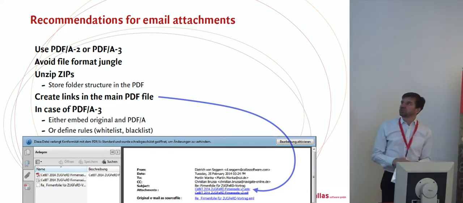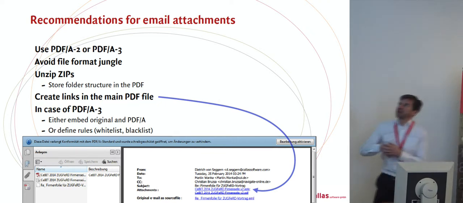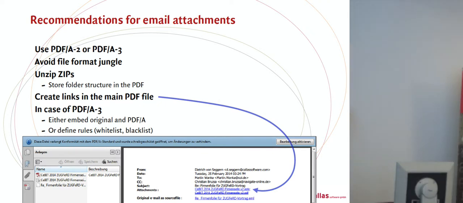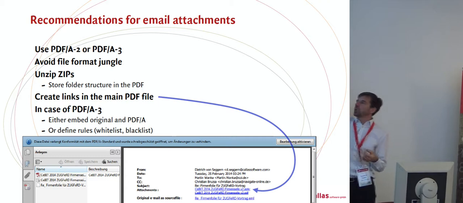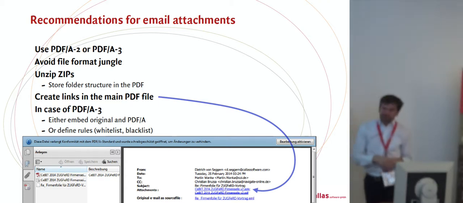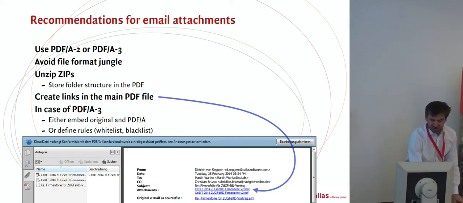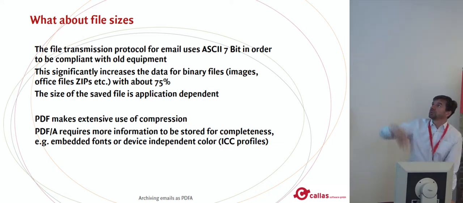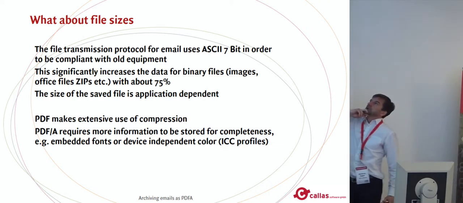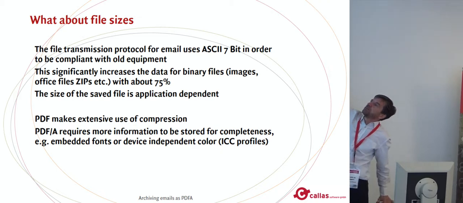PDF/A-3 supports everything, and for PDF/A-3 you should not just allow any file to end up in the PDF. You need to define a whitelist and a blacklist so that you have some control over what file formats will show up in your archive, and to make sure you are able to read them in years from now. Then file sizes.